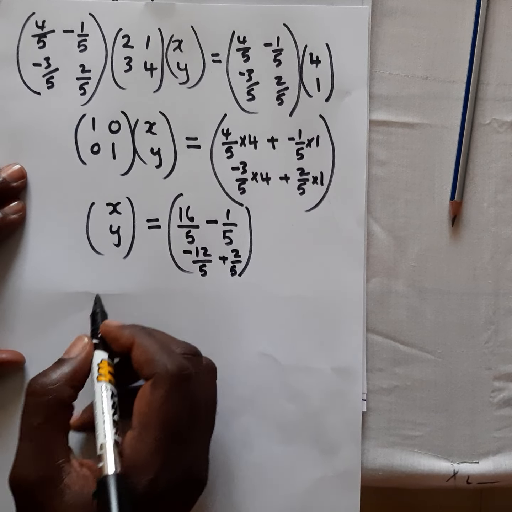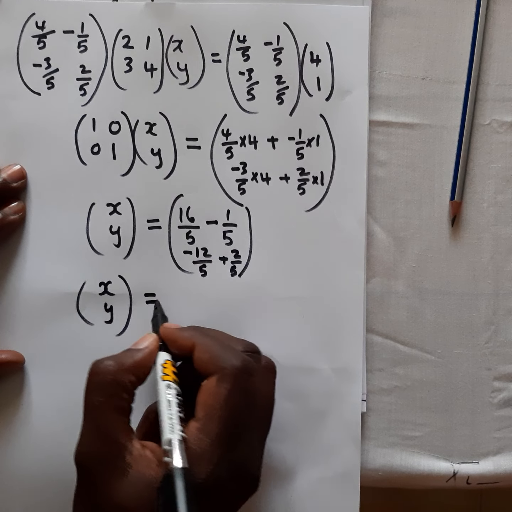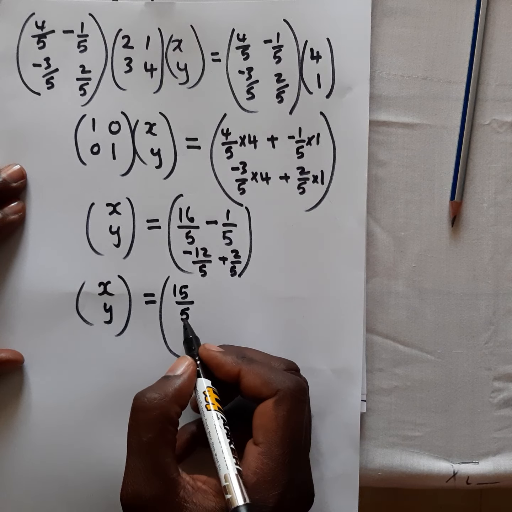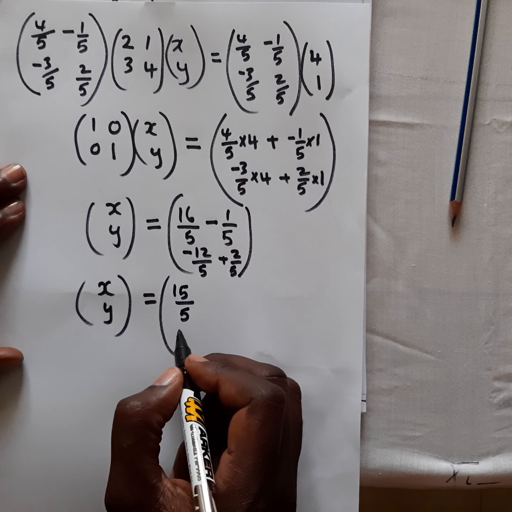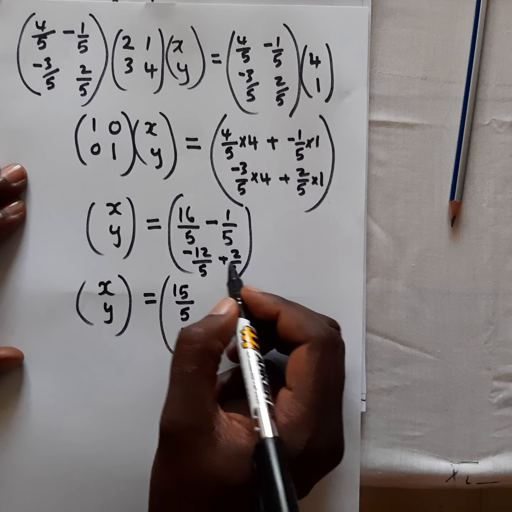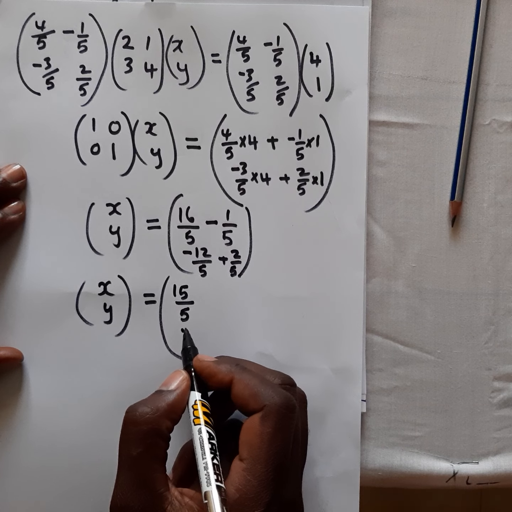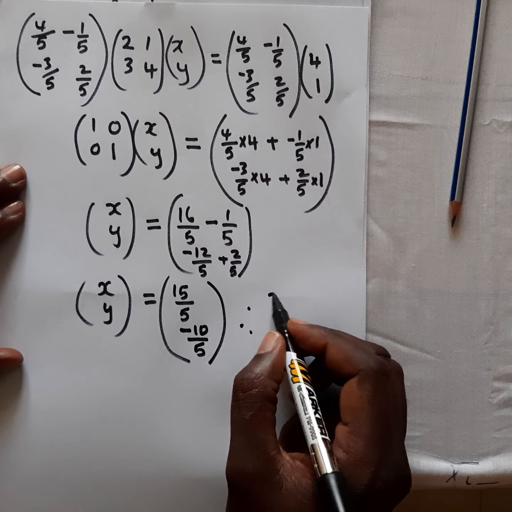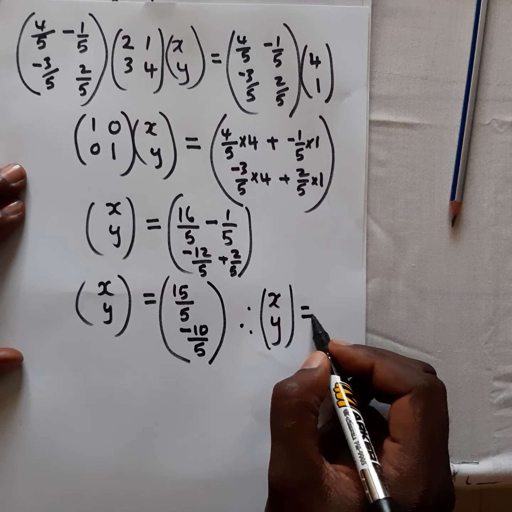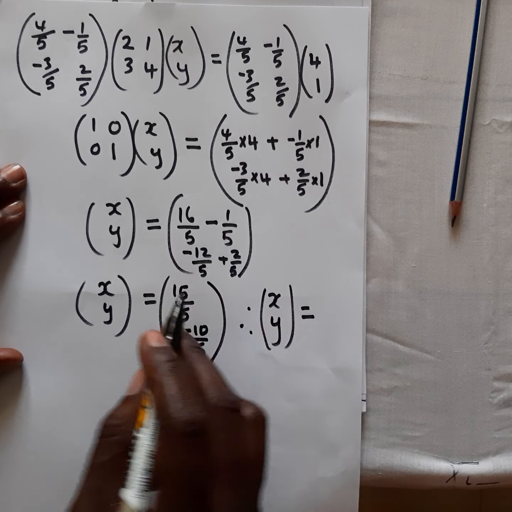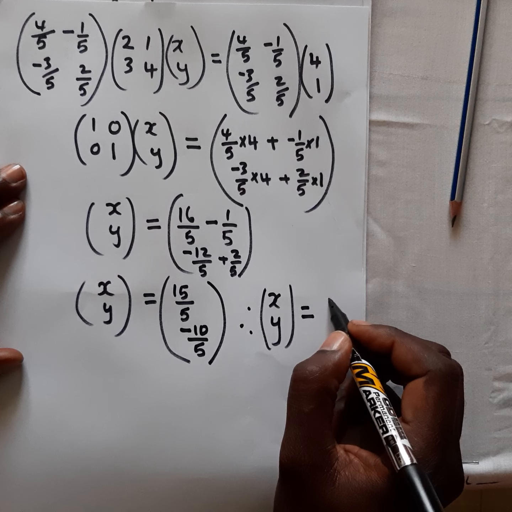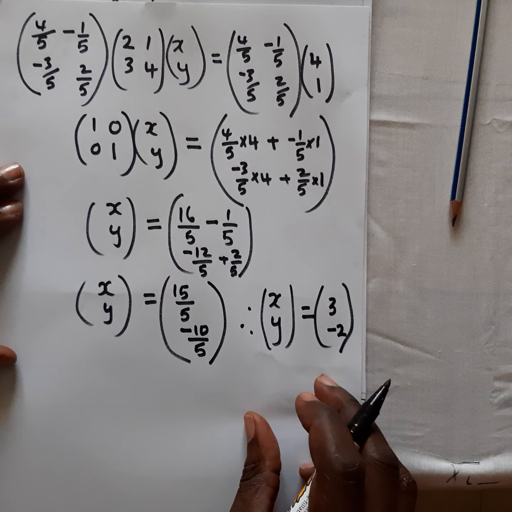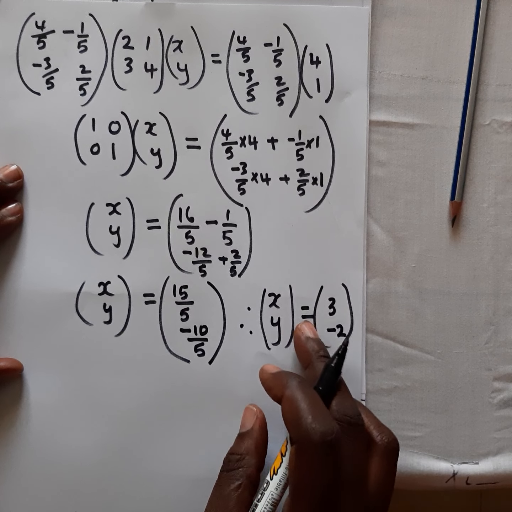Okay, then we proceed. So x, y, if we work out, we will get 15 over 5, and then the other one will be negative 12 over 5 plus 2 over 5. Of course, we have negative 10 over 5. Therefore, x, y equals, if we divide, we'll get 15 divided by 5. This one is 3, and then we'll have negative 2. Okay, so x, y is equal to 3 and negative 2.